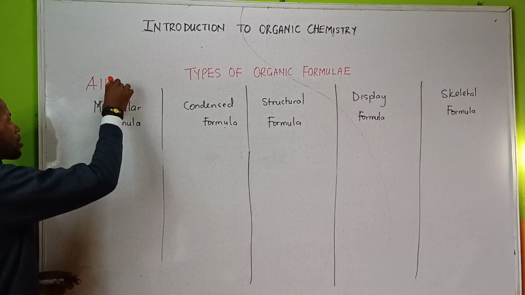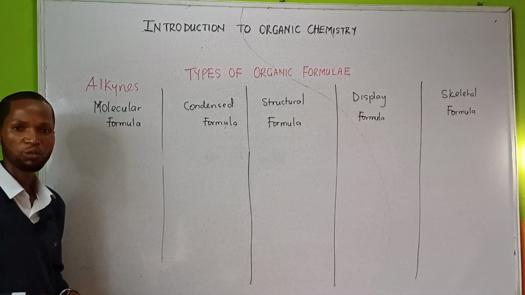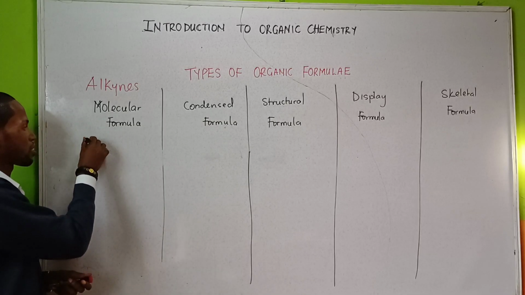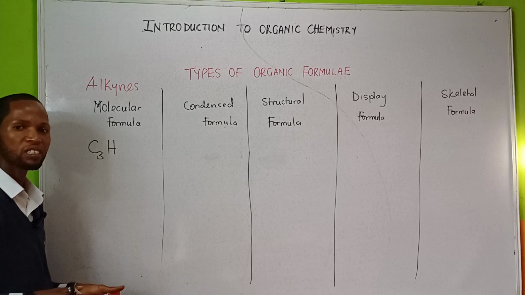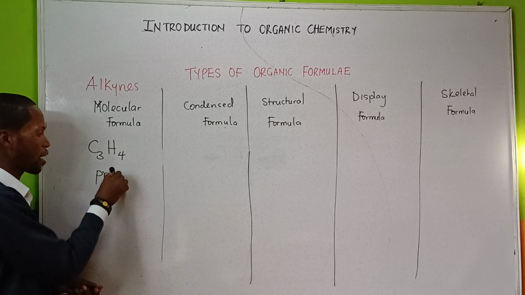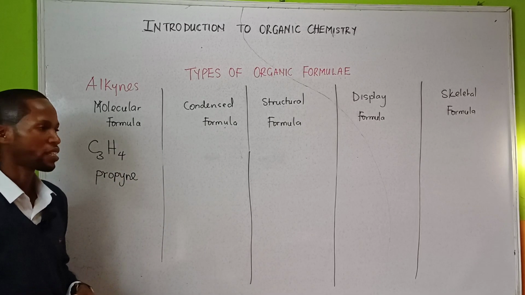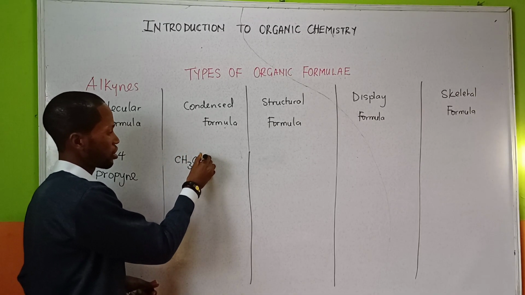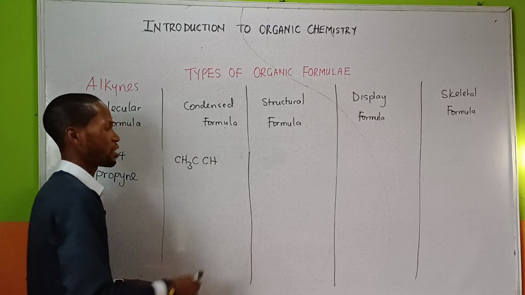The alkynes, with the general formula CnH2n-2. So the second member of the series is C3H, 3 times 2, we have 6 minus 2. That is 4. Okay, this is propyne. The condensed formula for the propyne is written as CH3CCH. We are not going to express the triple bond, but I will just have it as CH.